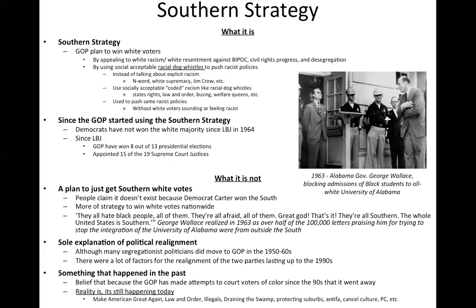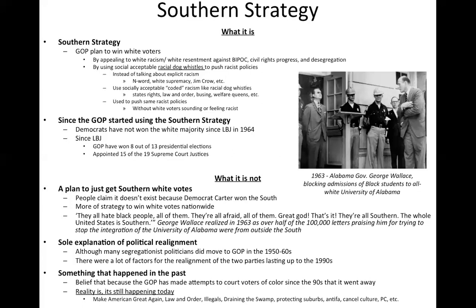In reality, he just wanted to continue racial segregation. He wanted to continue Jim Crow. But it was a really nice way to code it, and people really responded to that. After this publicity stunt, he got hundreds of thousands of letters of encouragement from all over the country.